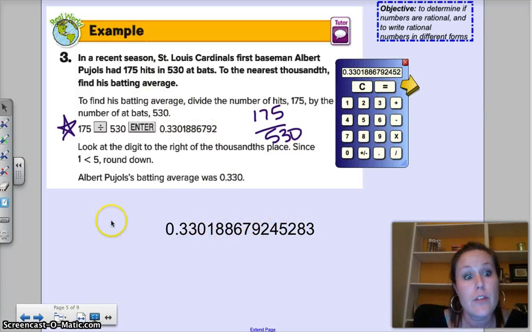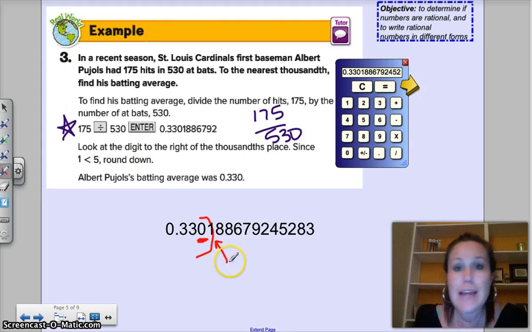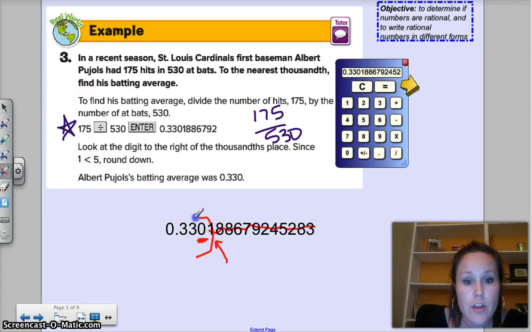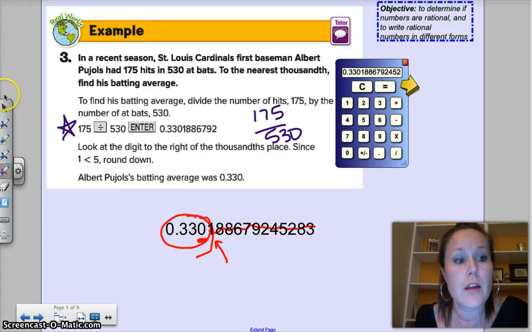Now it's telling me to round to the thousandths place. So let me use red. The thousandths place is right here. We've got tenths, hundredths, thousandths. So this is all the numbers that I want to have in my answer. I have to look right here at this 1. It's not 5 or bigger, so I'm not going to round up. I'm going to get rid of all of this stuff, and I'm going to be left with 0.330. Well, Pujols had a pretty good batting average, didn't he? All right, let's head on out.